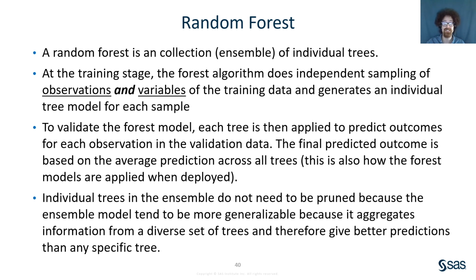A random forest model is a collection of individual trees. Each tree in the collection is created at the training stage from an independent random sample of a subset of observations and variables from the training data. To validate the forest model, each tree is then applied to predict outcomes for each observation in the validation data. The final predicted outcome is based on the average prediction across all trees. This is also how the forest model is used when it's deployed.